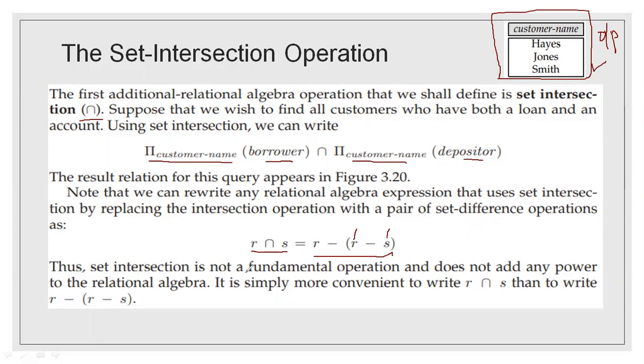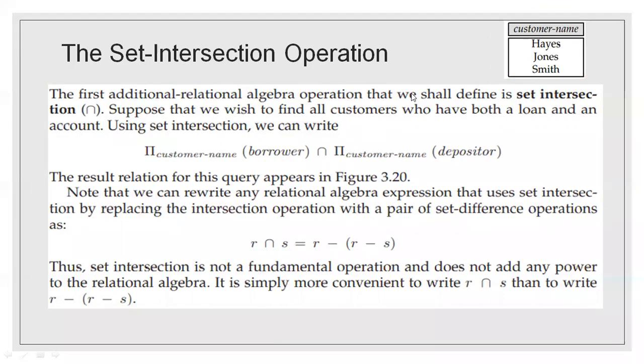Thus, set intersection is not a fundamental operation and does not add any power to the relational algebra. It is simply more convenient to write R intersection S than to write R minus (R minus S). So this seems difficult to write, and this is simplified using set intersection. So this is the first slide we have seen. Let us go to the next.